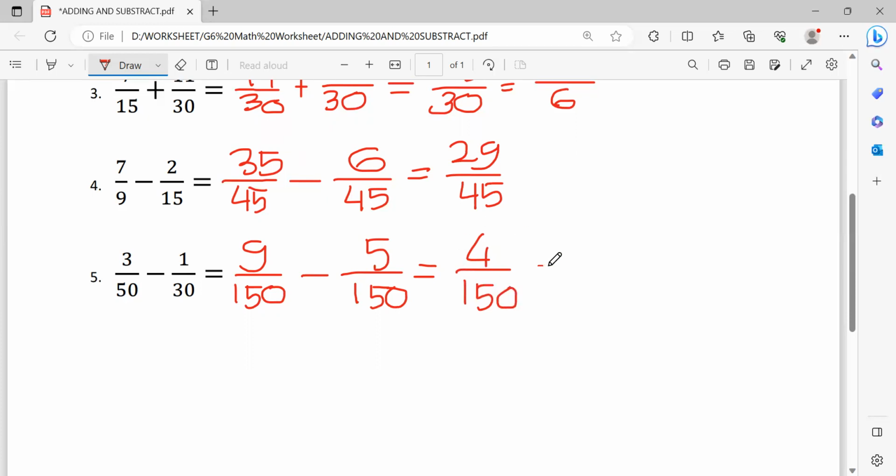We may simplify. Divided by 2, 4 divided by 2 equals 2. 150 divided by 2 equals 75. So the answer is 2 over 75.